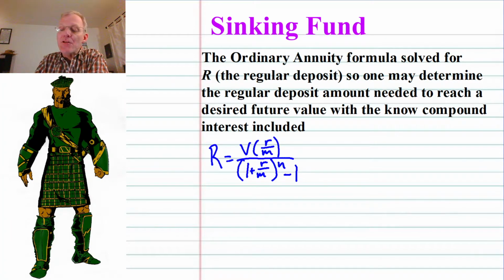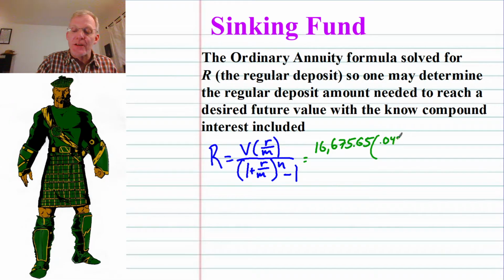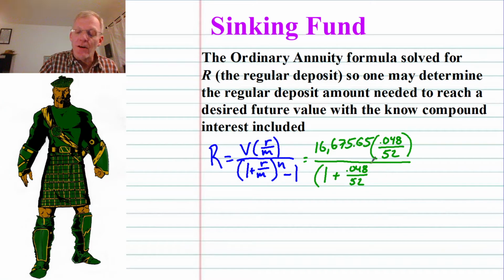So let's take that same situation that we had before. Let's figure out if it would tell us to get to the same payment, our $25 payment that we had started with. If you recall, we'd come up with $16,675.65. We had a 4.8% interest rate, so we're going to use 0.048, divided by 52, since it was weekly. All of that divided by 1 plus 0.048 divided by the compounding periods, 52, and all of that to the number of times totally compounded, so 520, minus 1.